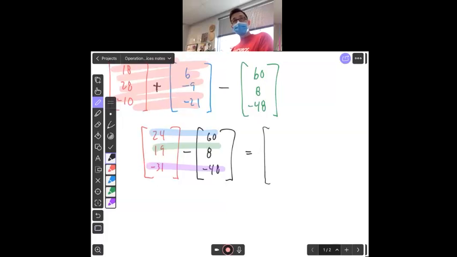So 60 minus 24 would be 36. So 24 minus 60 would be -36. Henry, what about the next row? 11? Okay. Ella, what about the last one? Continue. -31 minus -48. So -31 plus 48. 17.